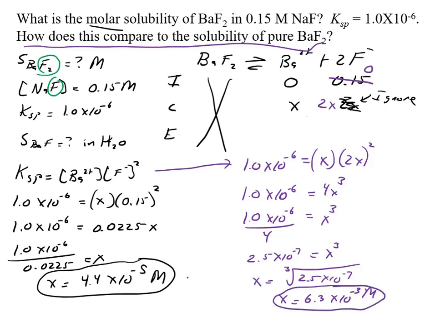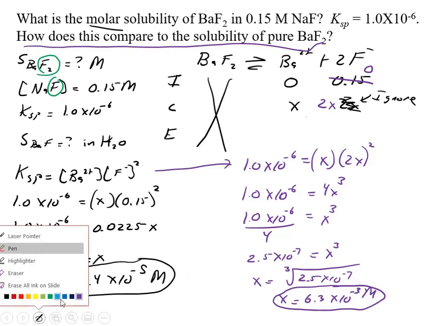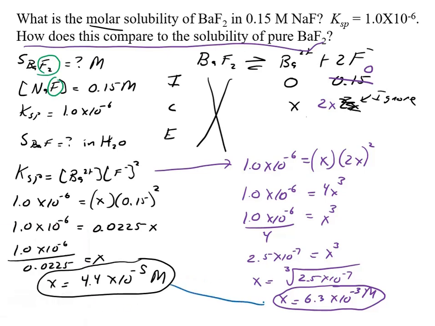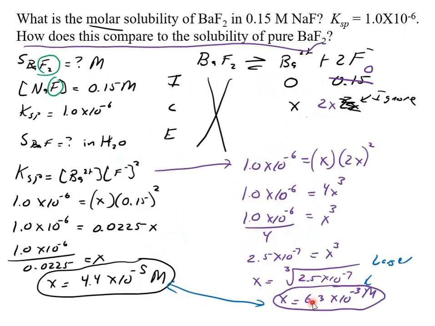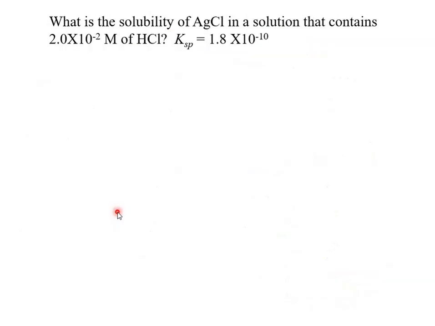If I compare these two, this one's larger. So in pure water, it's going to be larger than if it is in a common ion, which is what we saw in the previous slide. By adding a common ion, I reduce the solubility. And that's what I see here, that in water, it's higher than if I have the presence of fluoride. So let's do one more example of that.